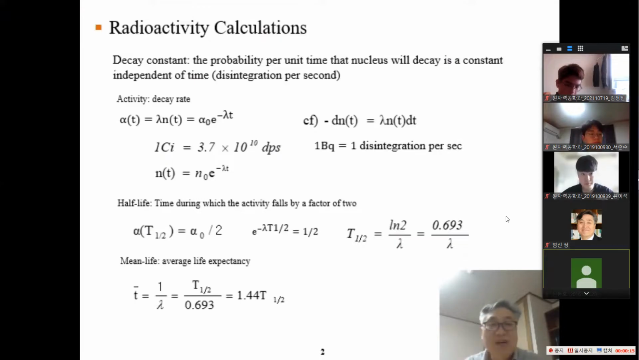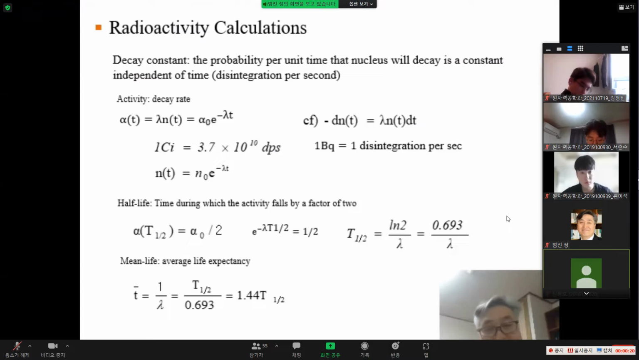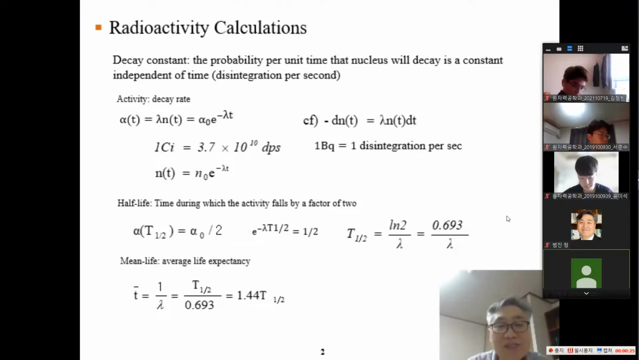Now, radioactivity calculation. Some of you learned about this during high school, but normally, if you don't attend physics lecture 2, you are not familiar with this concept. So you have to learn some definitions. Alpha and gamma and n in the first formula.